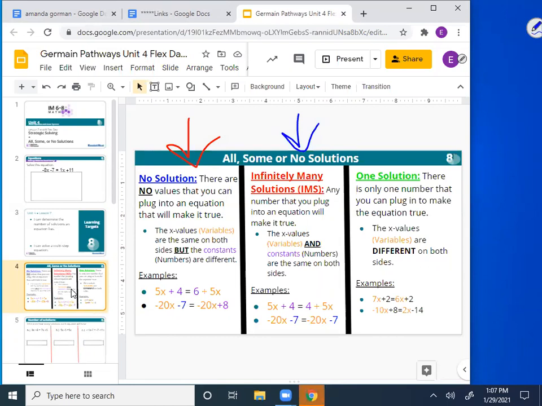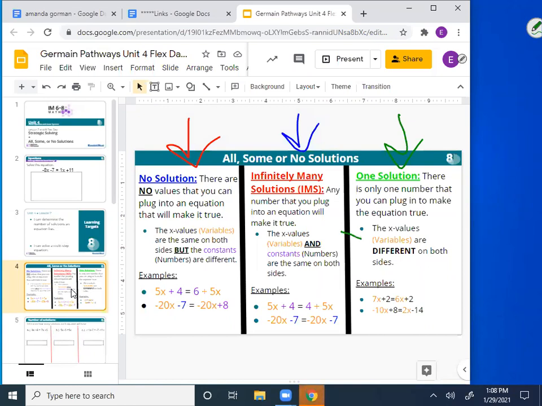Okay. Then we're talking about this concept of infinitely many solutions, which means you can plug any number into that equation and it would be true. That means in the equation itself, it's going to have the same variables on each side and the same constants. The variables are the same, the constants are the same. Nice job. Last one here is this concept of one solution. There is only one number that you can plug into that equation to make it true.